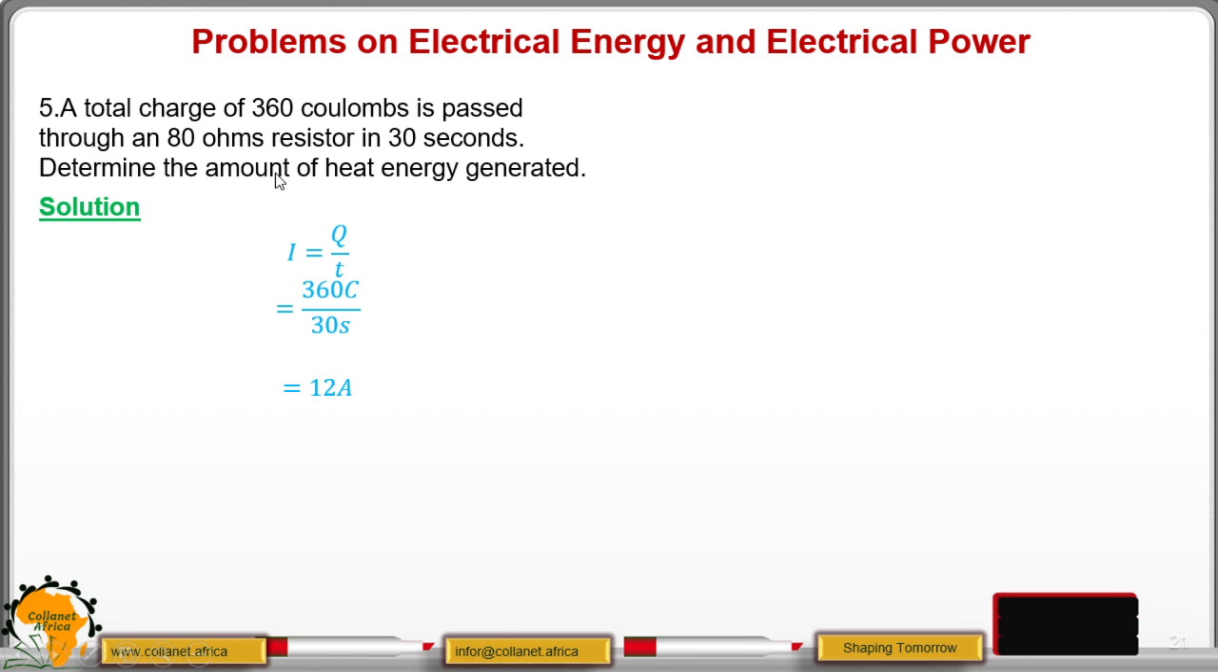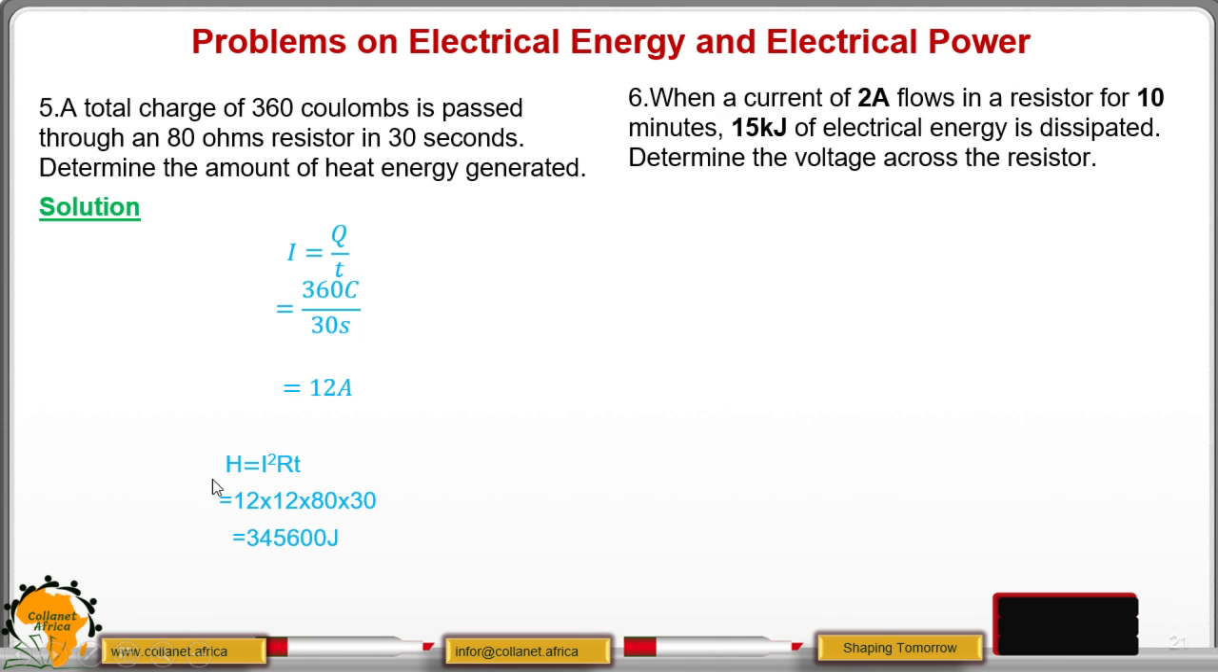But in our question, we are supposed to get the amount of heat energy. We know that heat energy is given by I squared R T. Now that we have I, we have R, and we have time, we can get our H. So we multiply 12, that is our current, squared, then multiplied by 80, that is our resistance, then multiplied by 30 seconds. When you multiply that, you get that the heat energy generated is 345,600 joules. So this is the energy that is being generated.